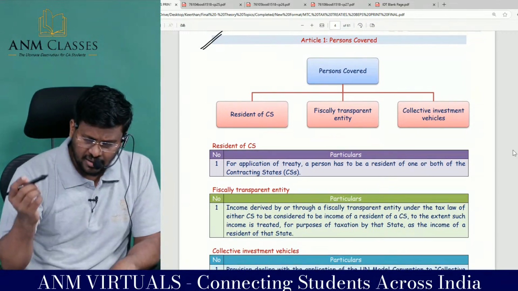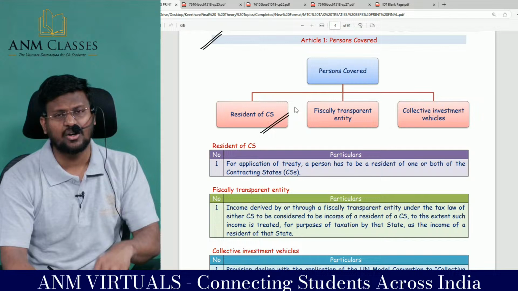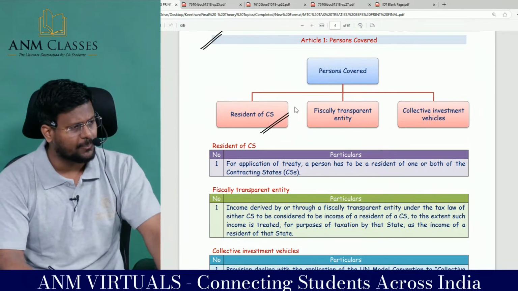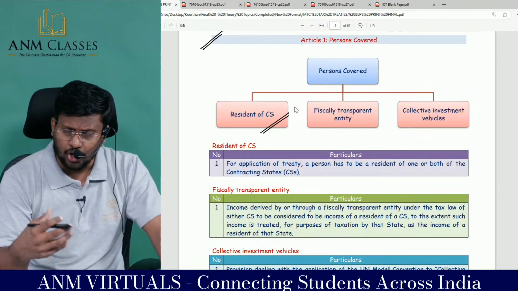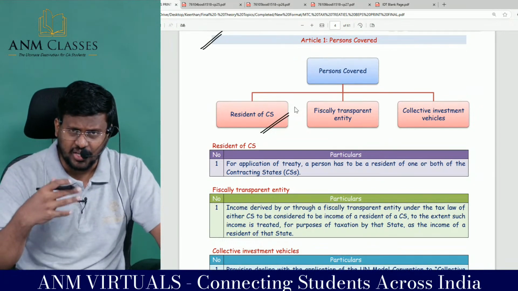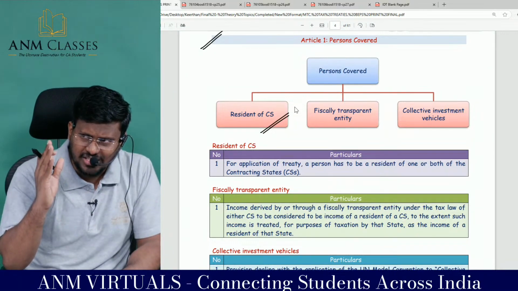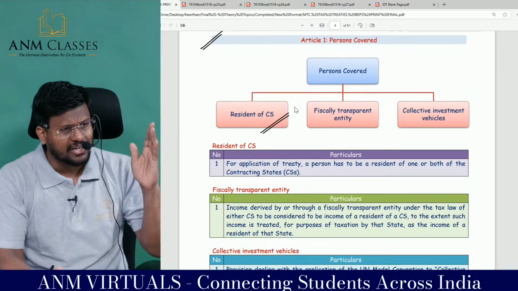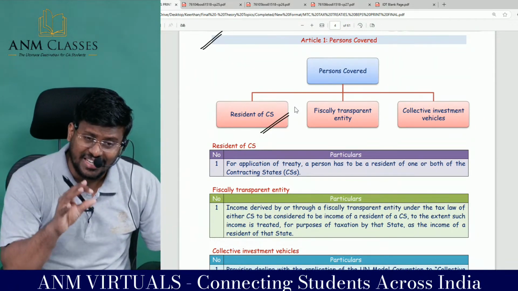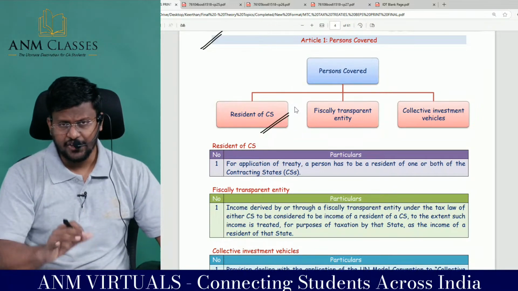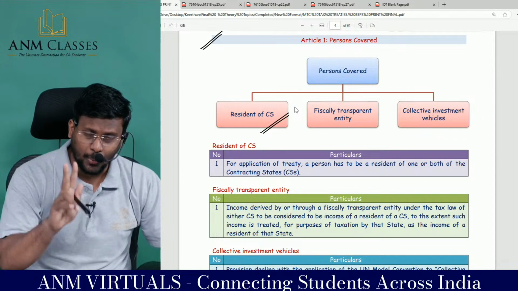Number 1, in order to apply the DTAA, you should be a resident of a contracting state. India and Pakistan are the contracting states. Contracting state means the country that is entering into the contract. So either you should be a resident of India, or you should be a resident of Pakistan, or you should be a resident of both India and Pakistan. If you are a resident of both India and Pakistan, it is called dual residency.